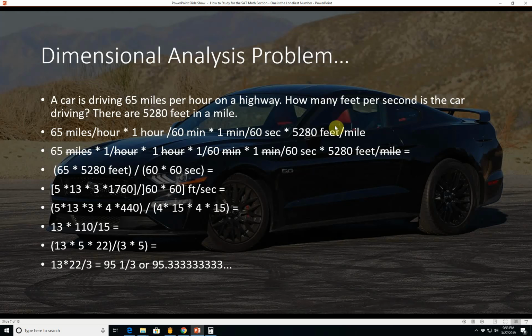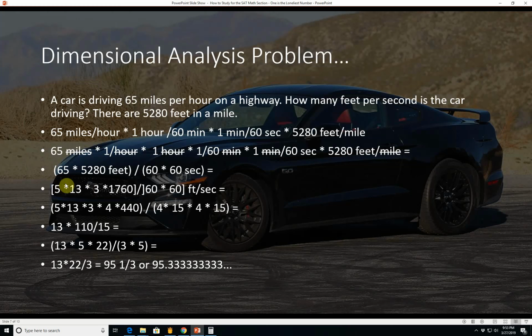Okay, so we see the mile cancels out the mile. The hour cancels out the hour. There's a minute on the bottom and a minute on the top, so they cancel out. So all we have left is feet and seconds. So we end up with 65 times 5,280 feet over 60 times 60 seconds. So we can factor this out.